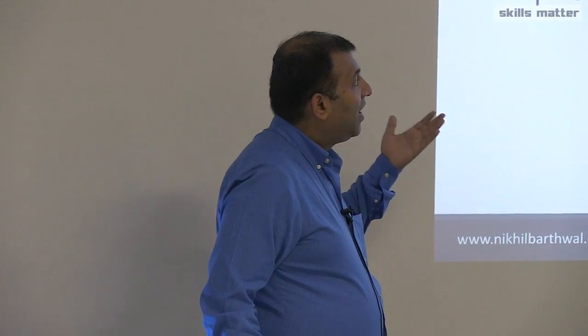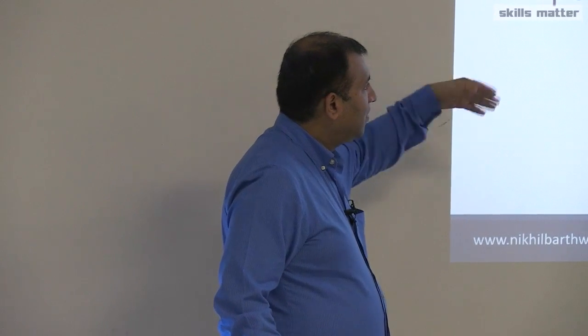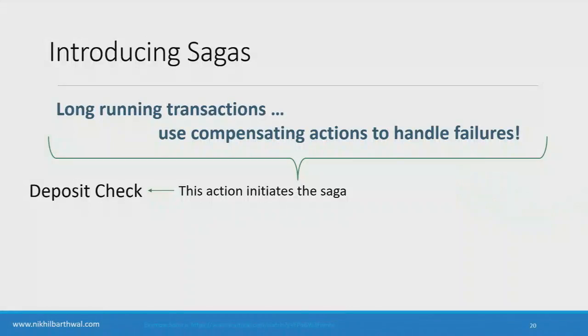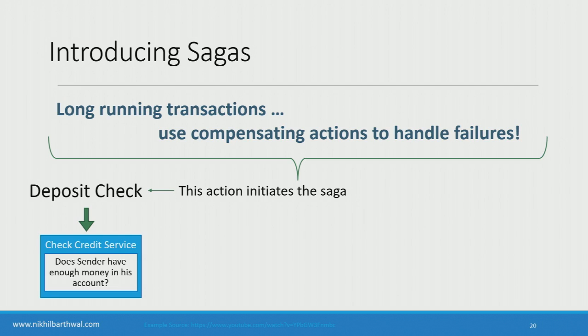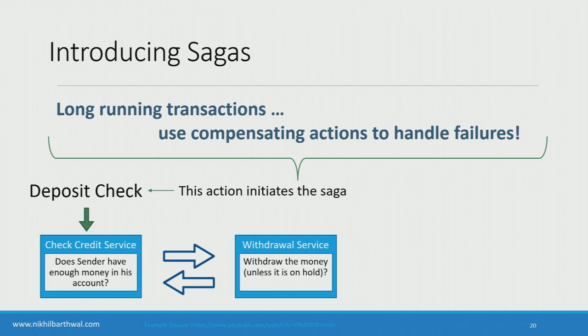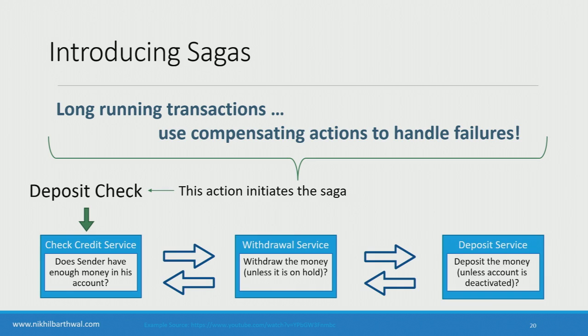Let's talk about an example. I'm going to deposit a check. A Saga is basically a sequence of actions. So this action starts, and then, if I'm going to deposit a check from my account, does the sender have enough money in his account? If it does, it withdraws the money. If not, it's on hold. And then it deposits the money.